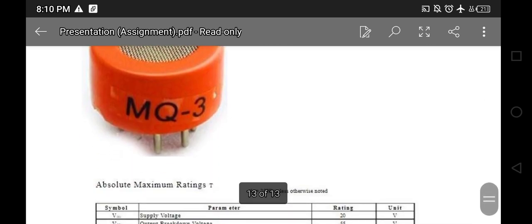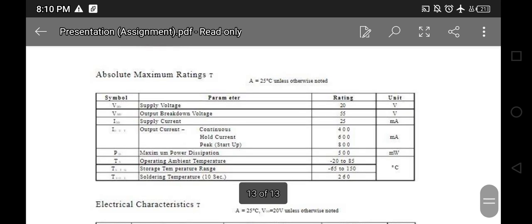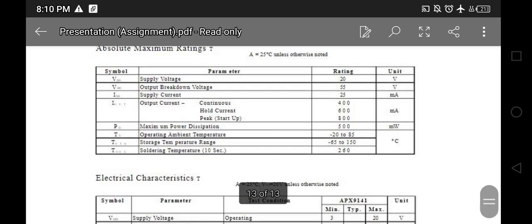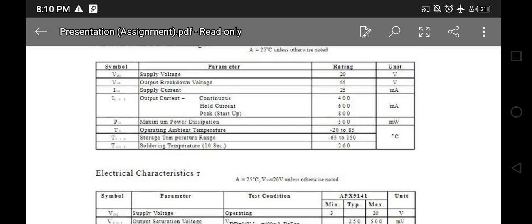The model is MQ3. For the data sheet, the supply voltage is given in this case. The output breakdown voltage is given. The supply current is given. The output current is given. The maximum power dissipation is given. Operating ambient temperature is given. Storage temperature range is given, and soldering temperature range is given.